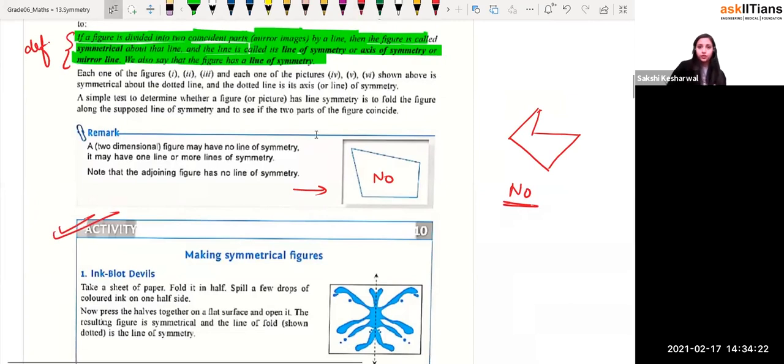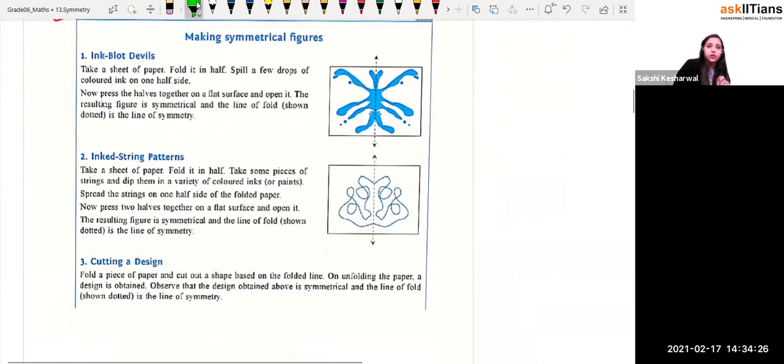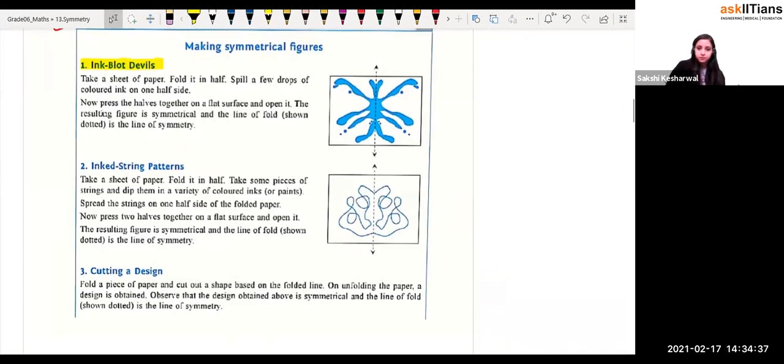Now what I was discussing about, this is like the activity. That's why I kept it over here. I would like to share this with you. I think we have done this in our art classes, right? So what do you do? I'll be sharing this.